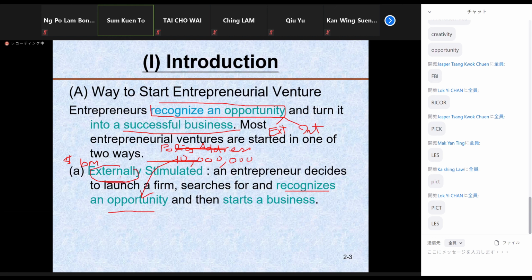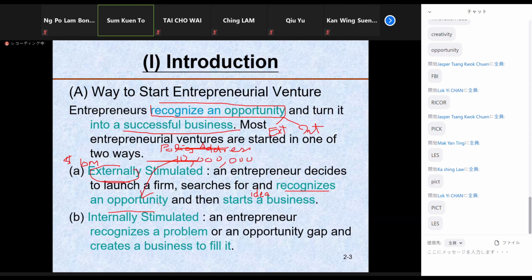All right, and then later on you will see that because you heard the announcement, Carrie Lam is going to support young people, and then $10 million, so let me see what should I do. After you recognize this opportunity, you have an idea, how can I get the money? You need to have an idea what you should do for your startup. Okay, this is internally stimulated.